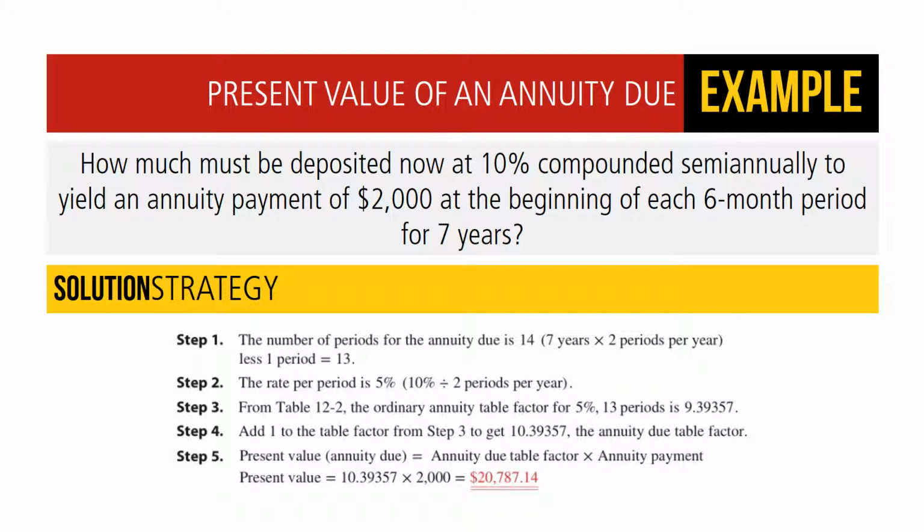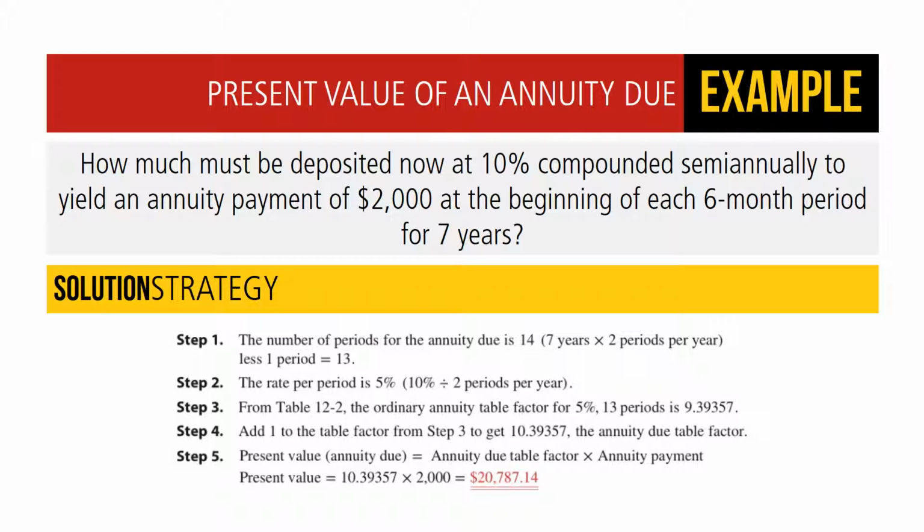How much must be deposited at 10% compounded semi-annually to yield an annuity payment of $2,000 at the beginning of each 6-month period for 7 years? Let's take a look at the solution strategy. Step 1. The number of periods for the annuity due is 13. That's 7 years times 2 periods per year, less 1 period, equaling 13. Step 2. The rate per period is 5%. That's 10% divided by 2 periods per year.